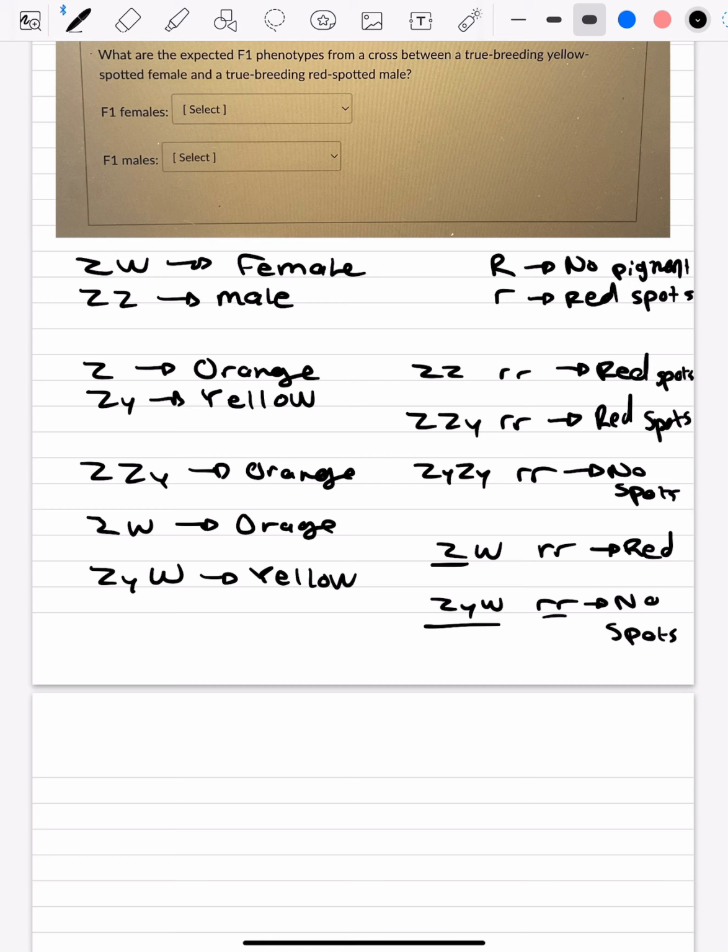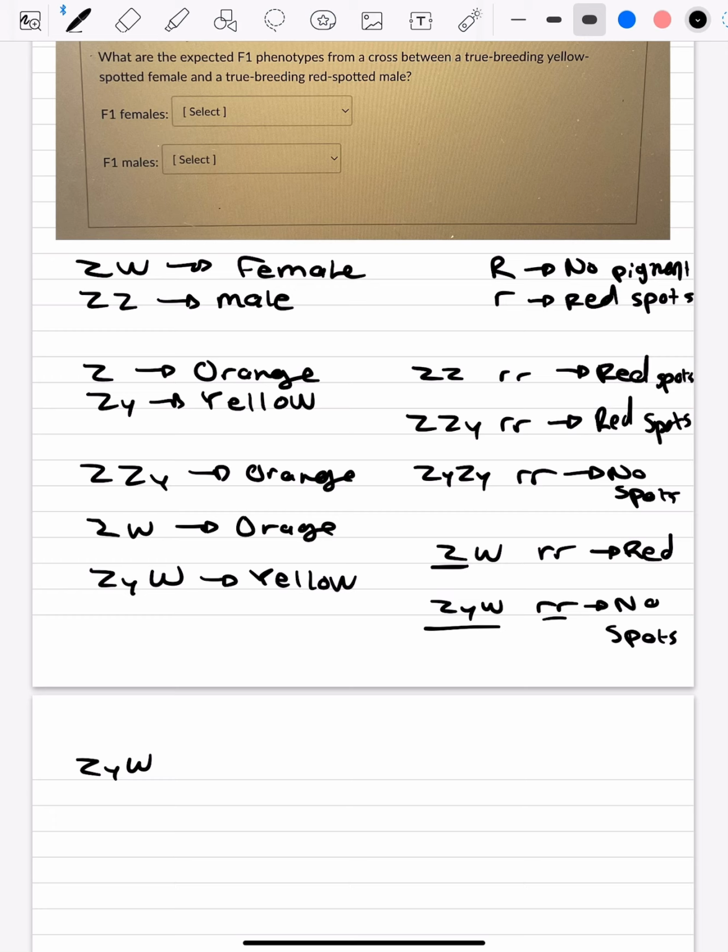And we have the other locus we have to look in, the R locus. Now, since she's yellow-spotted, we know that the R locus, or the alleles there, did not have an impact on the phenotype, which means that they are both homozygous dominant. A true breeding red-spotted male would mean that this individual has 2 dominant Z's and 2 recessive R's.